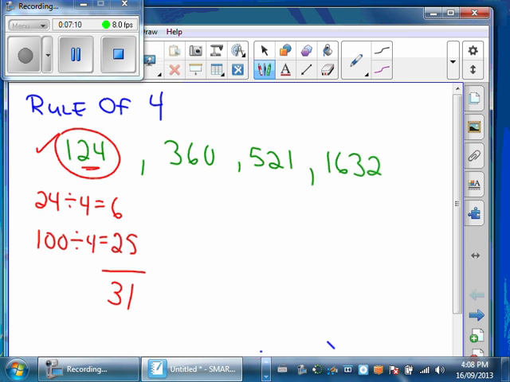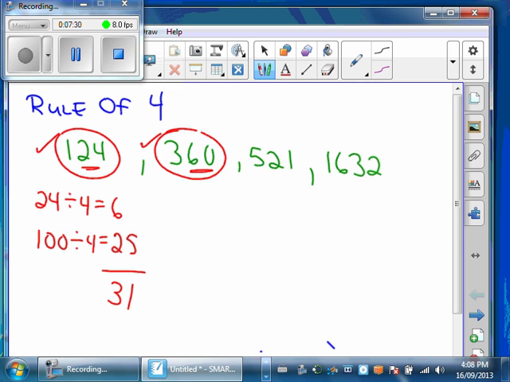Let's take a look at our next number here, 360. Well, we all know we can ignore the 3, we just have to look at the last 2 digits, and it's 60. Since we know 4 goes into 60 15 times, we know that it will go into 360.